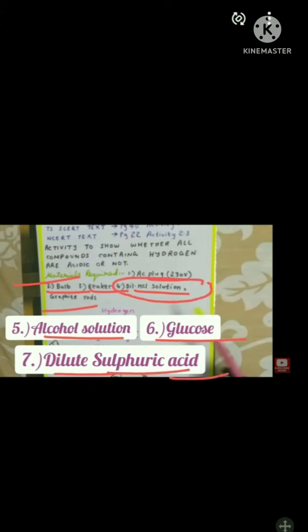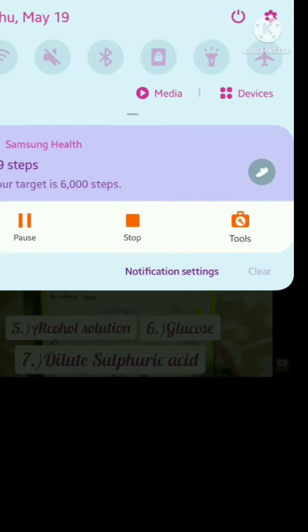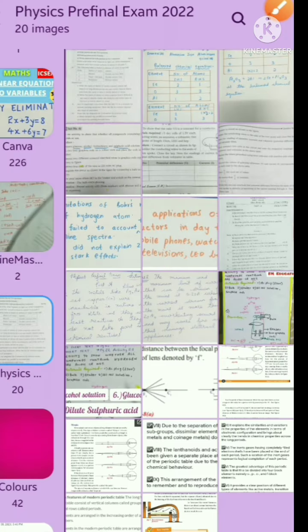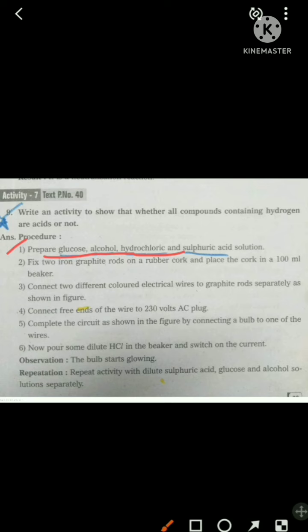See, because we have 4 cases here: dilute HCl solution, alcohol, glucose, and dilute sulfuric acid. So you have to write all the materials whichever are used to perform this experiment. Right. Next you have procedure. So prepare glucose, alcohol, hydrochloric, and sulfuric acid solutions.